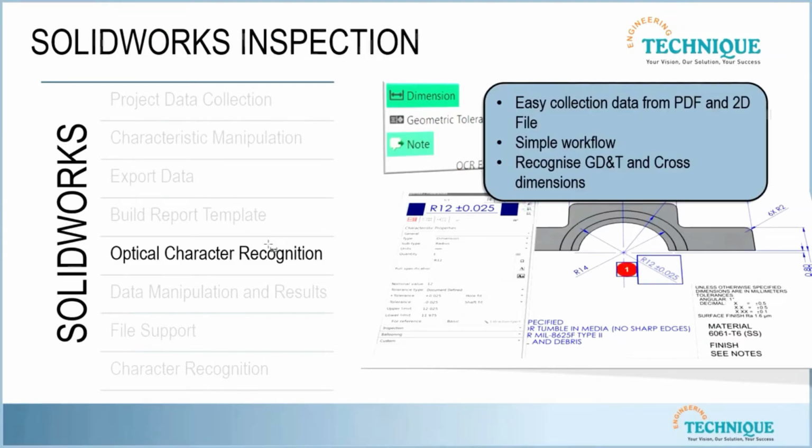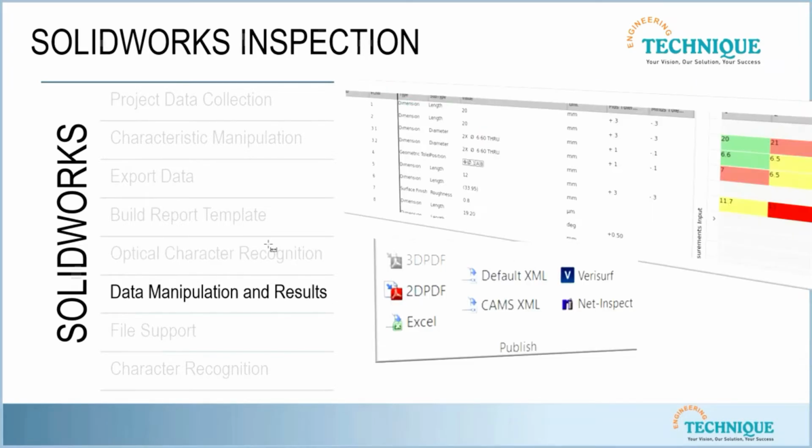So as we have seen, it is very easy to collect the data from PDF and 2D files. Also, the workflow is very simple, and we can recognize the GD&T, the 3D tolerances, as well as the cross position dimensions as well. So now it's time to manipulate the data and get the results.